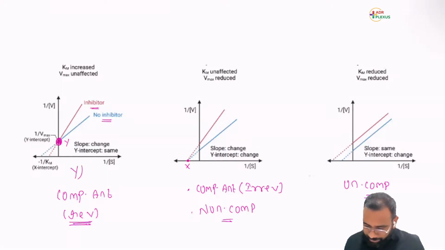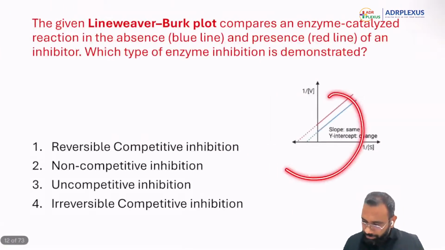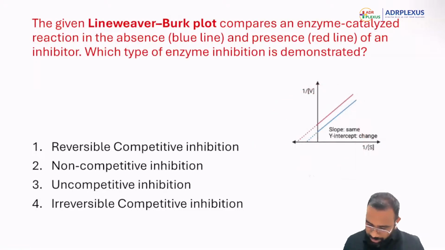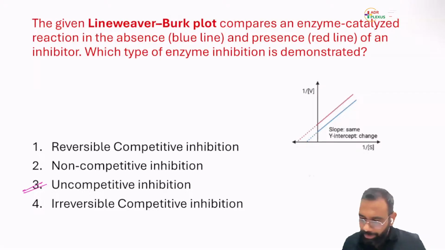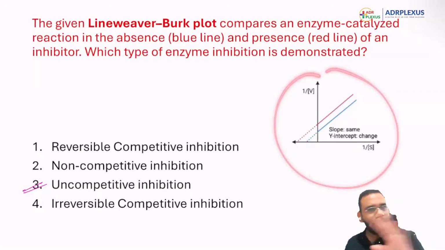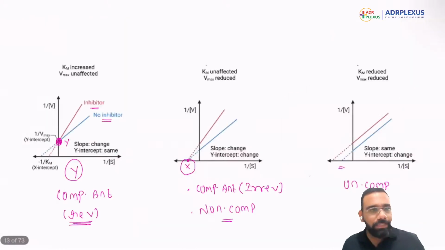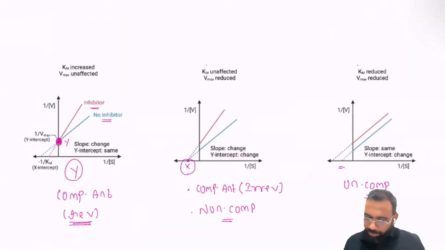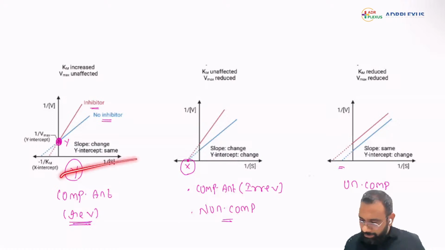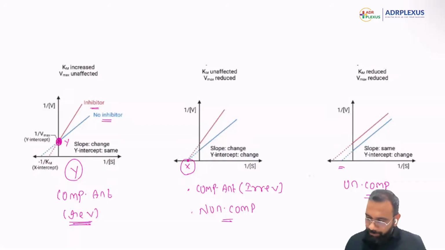Here they are meeting on the y-axis, here they are meeting on the x-axis, and here they are not meeting at all, they are just parallel. So it is uncompetitive. Very simple one, very important. Even if you don't know anything about Km or Vmax, just by seeing the graph, it is very easy to tell. So that's all about this antagonism part. There are three types of antagonism, and that's how we can identify.